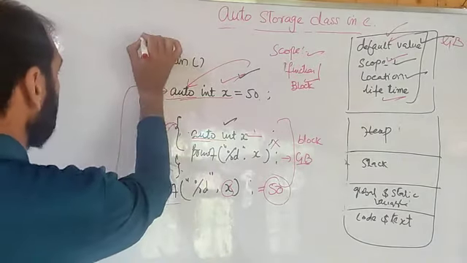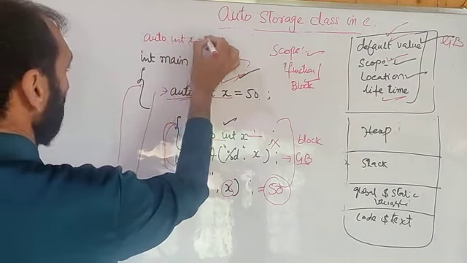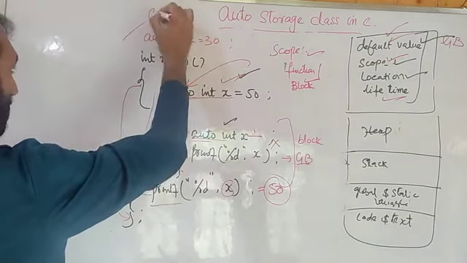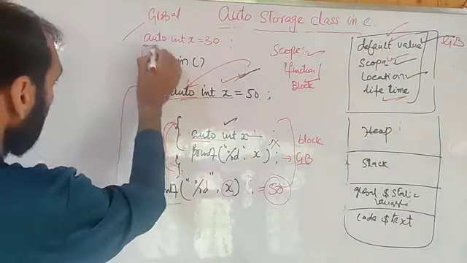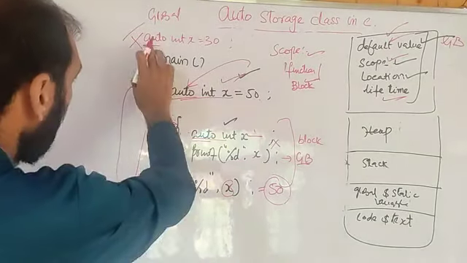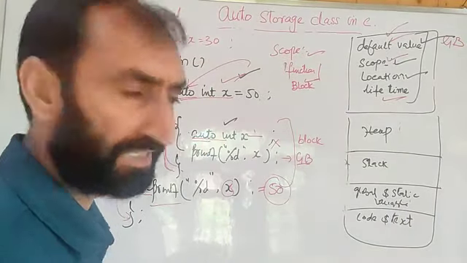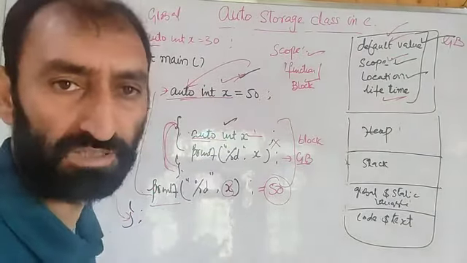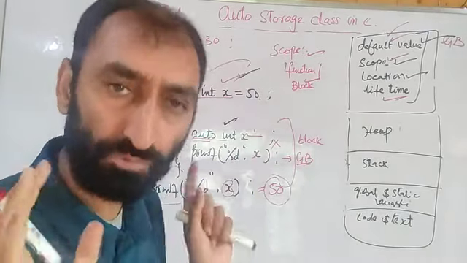For example, if I declare auto int x equal to 30 here, we know that this is a global declaration. But I have used the auto storage class here. It is not allowed. We cannot write auto in global. We cannot declare an auto variable globally. We can declare it either within a function or within a block. That means its scope is local. In other words, the scope of the auto storage class is local, not global.